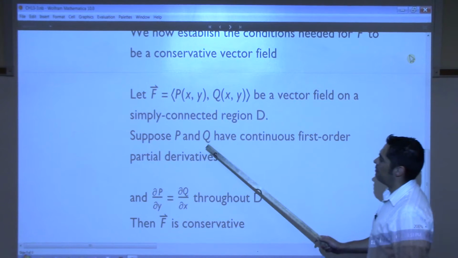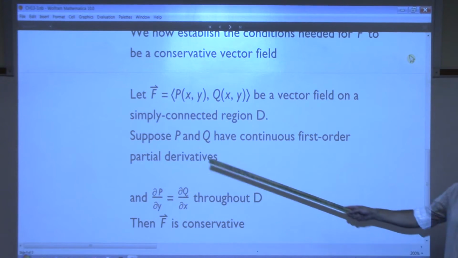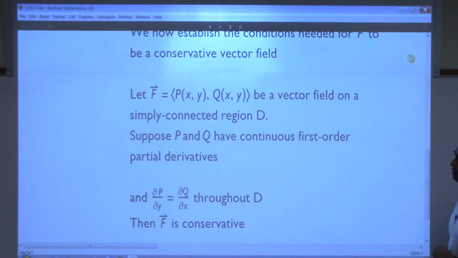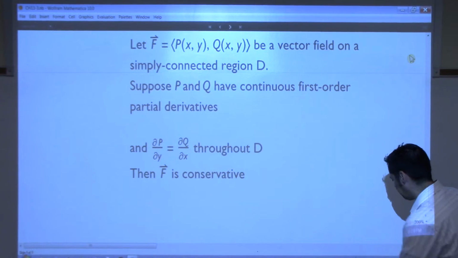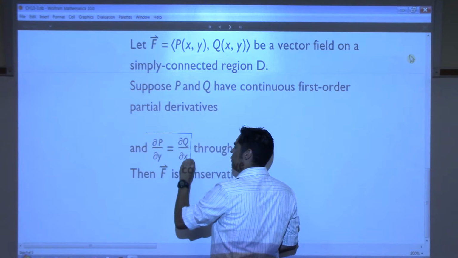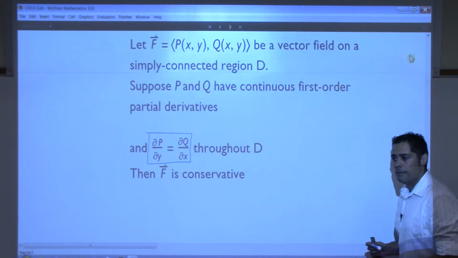Suppose that P and Q have continuous first-order partial derivatives. That means I can take the partial of P with respect to x, the partial of P with respect to y, the partial of Q with respect to x, and the partial of Q with respect to y. If all of that is true, then here's all we have to do to check. We just have to make sure that the partial of P with respect to y is equal to the partial of Q with respect to x.